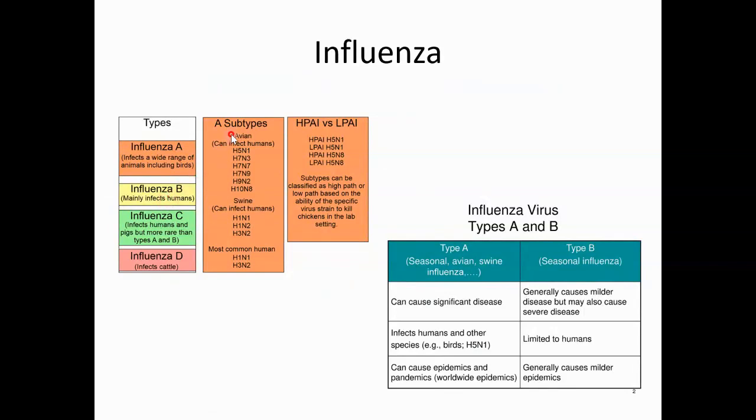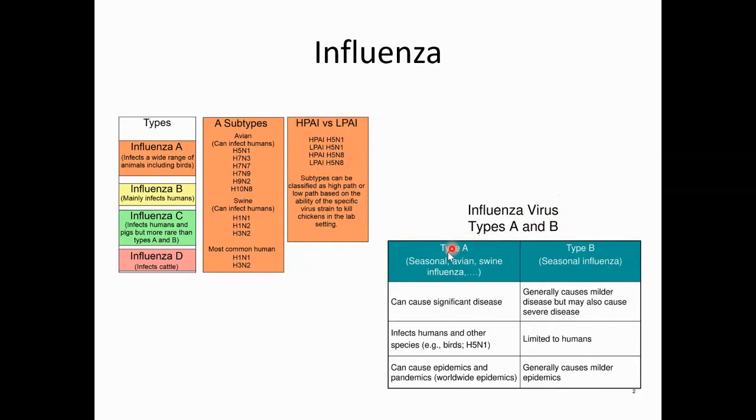Some subtypes, you don't need to know this, but for A subtypes, we have the avian, which can infect humans, and the swine, H1N1, most common in humans. Subtypes can be classified as high path or low path based on the ability of the specific virus strain to kill chickens in the lab setting. Again, you don't need to know this. These are just subtypes of how the influenza viruses are categorized.